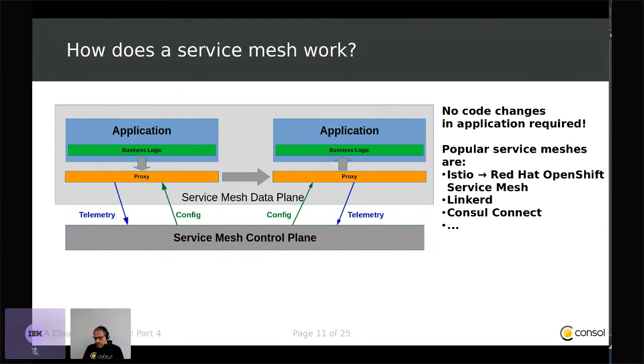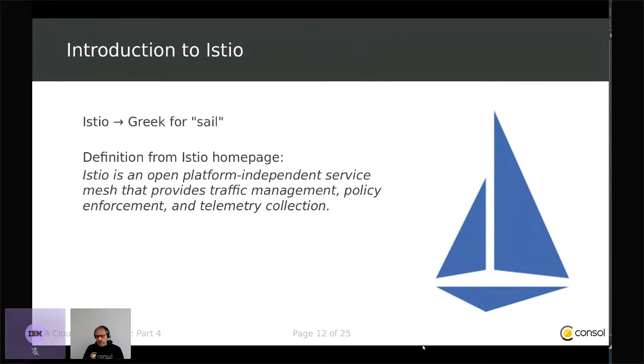Okay, so let's go to the next point. That would be, what is Istio? So Istio was built in the Kubernetes environment. And like a lot of things in the Kubernetes area, it has something to do with sailing or with oceans and so on. So Istio is Greek for sail. And the aim is to provide a platform-independent service mesh for traffic management, policy enforcement, and telemetry collection.